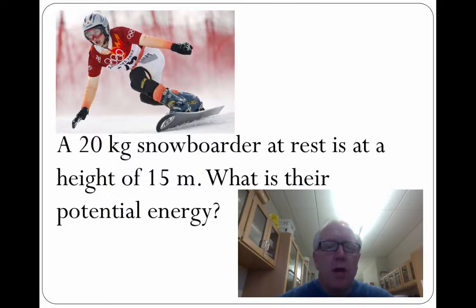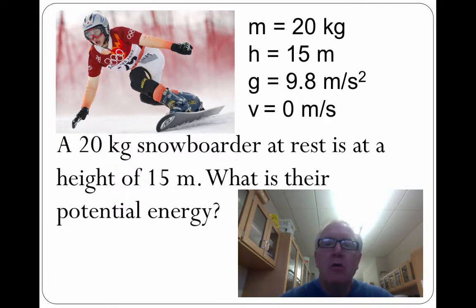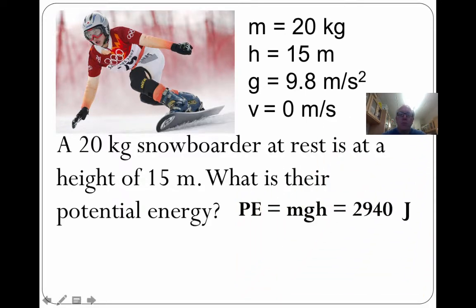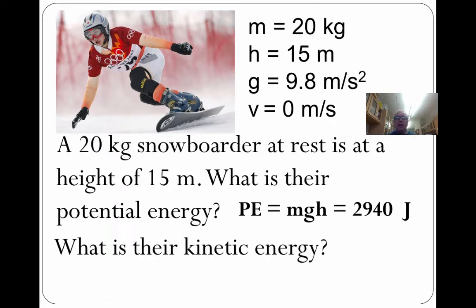So a 20-kilogram snowboarder and a height of 15 meters, what is their potential energy? Well, this is a pretty straightforward one. We've done something like this before. Here, their speed is 0. I'm identifying some stuff here. We know what g is. We know their height off the ground, and we know their mass. So we can calculate their potential energy using the formula mgh, and we get a potential energy of 2,940 joules.